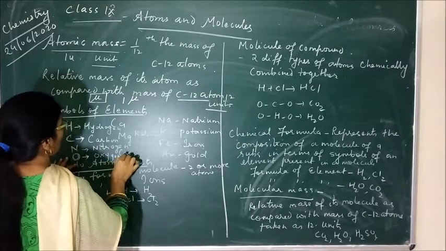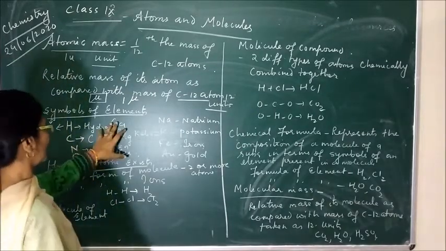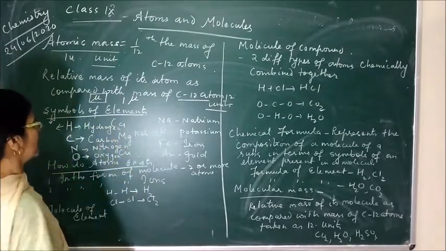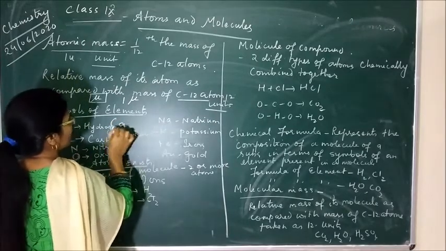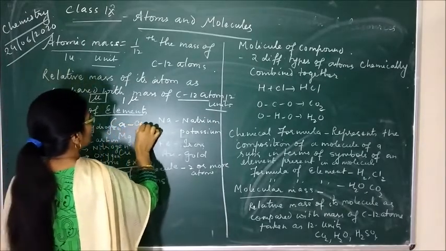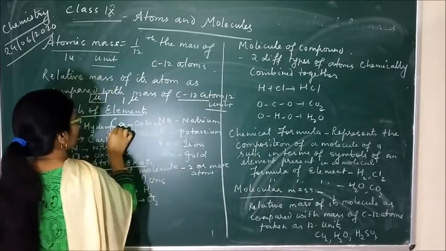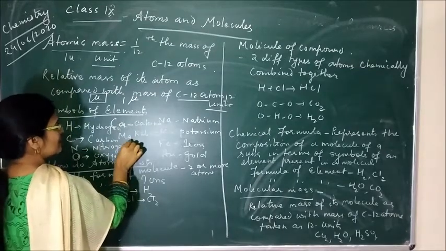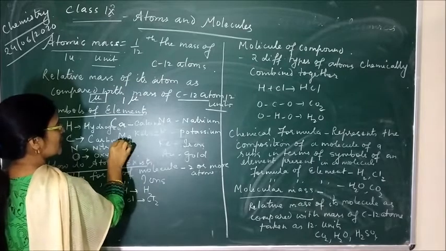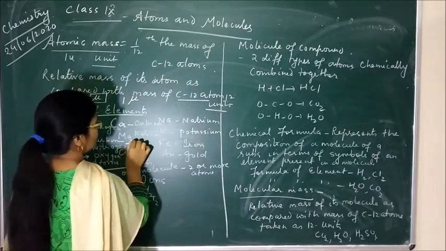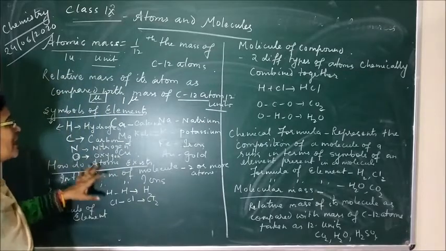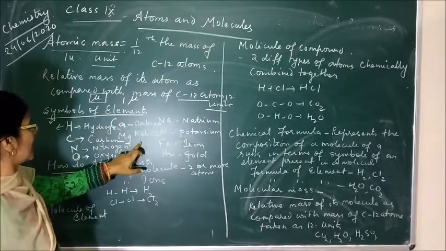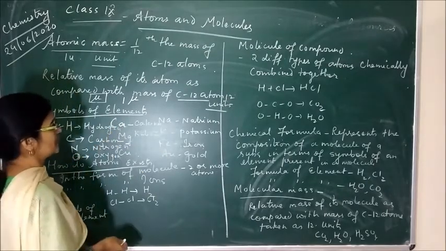Now some elements have symbols with 2 letters, either the first and the second letter or the first and the third letter. Like calcium, written as Ca, where the first letter is capital but the second letter is small. In the same way, magnesium, Mg: the first letter is written in capital but the second letter is written in small letter. There are many elements which have 2 letters as their symbol, but we should remember that the first letter should always be written in capital letter.